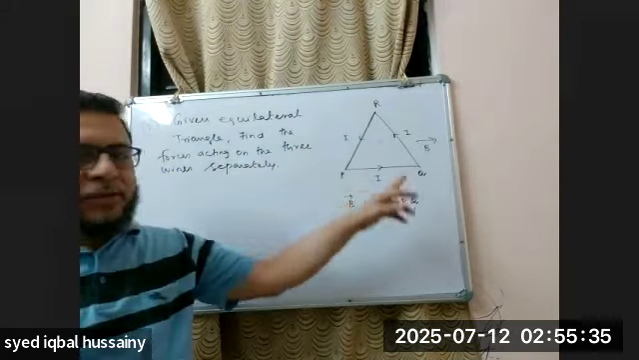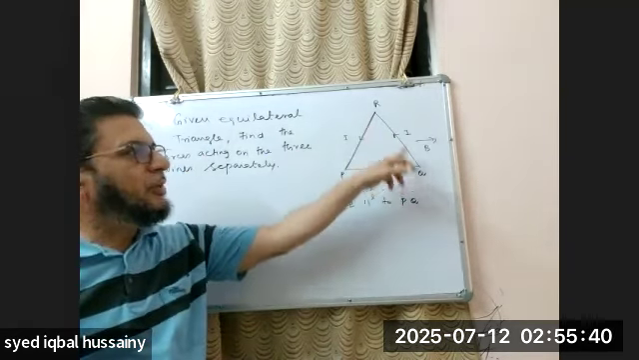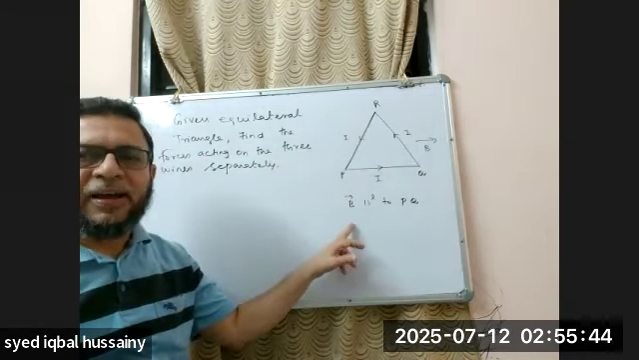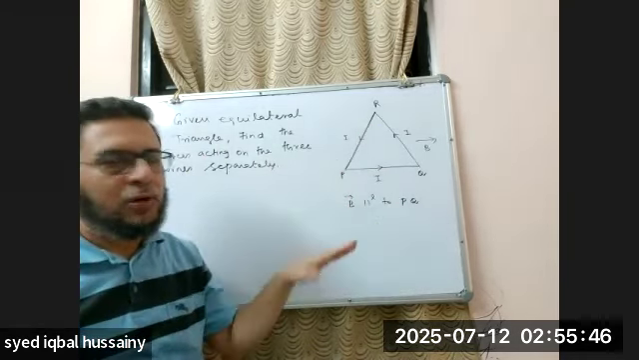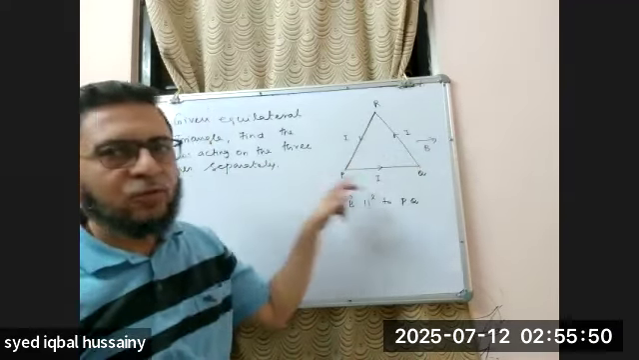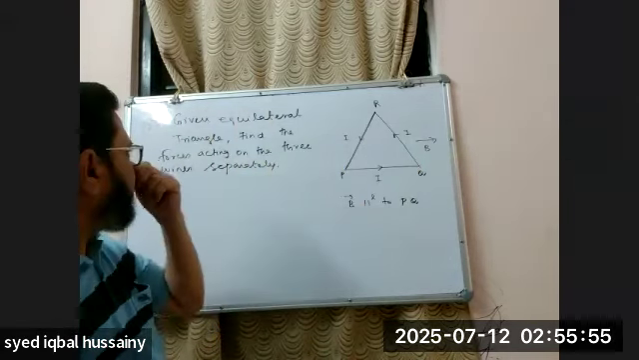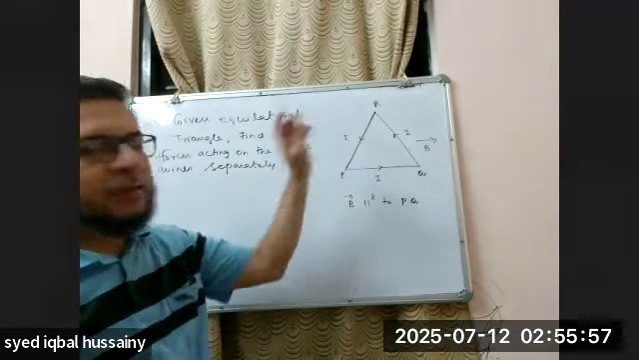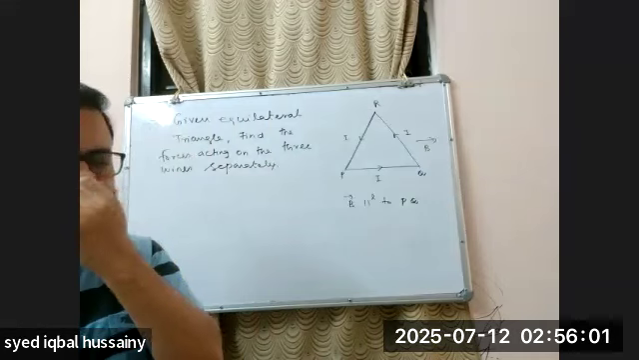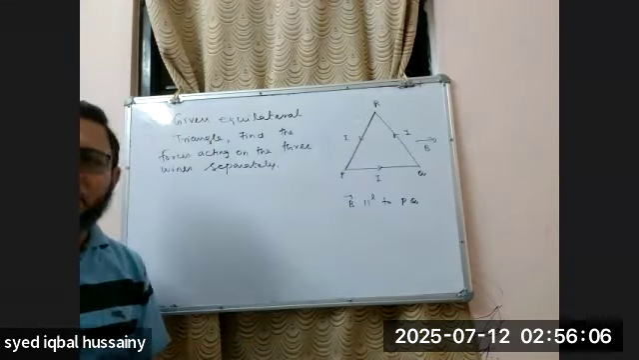So an equilateral triangle PQR is given, and current I is flowing. The magnetic field is given with a condition: it is parallel to PQ. That means the magnetic field is going in this direction, parallel to the PQ vector. Now find the forces acting on the three wires separately. PQ is one wire, QR is one wire, RP is another wire. What is the force acting on each wire separately? Find it. So please copy the numerical.